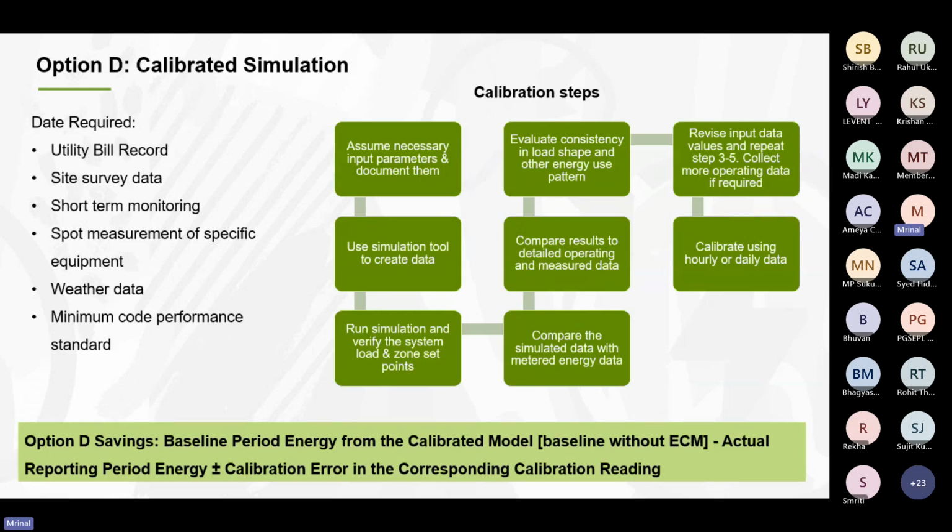So for the calibration, what are the data required? We require utility bill records. We have to do the site survey data, we also need the short-term monitoring data, spot measurement of specific equipment, and then weather data. These are the data that are required. And the energy saving formula for this is the baseline period energy from the calibrated model minus actual reporting period energy, plus calibration error in the corresponding calibrated period.